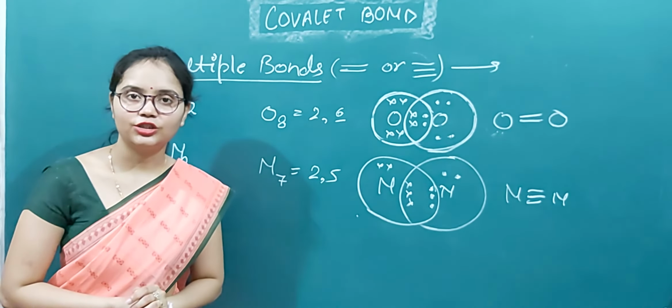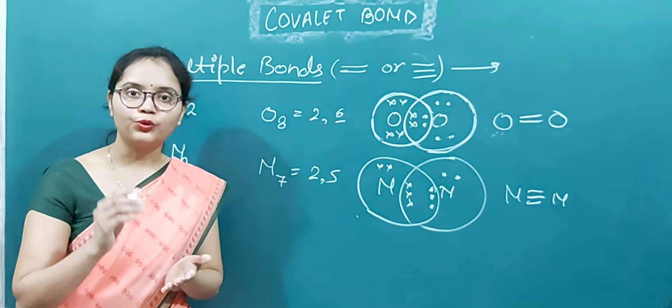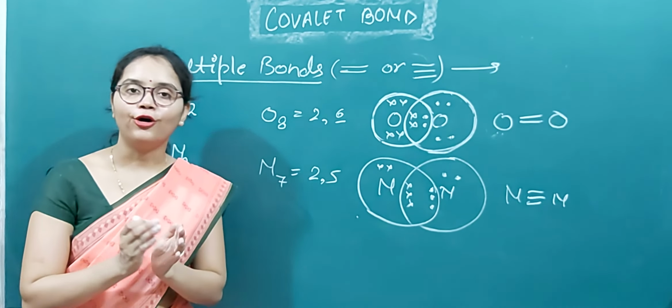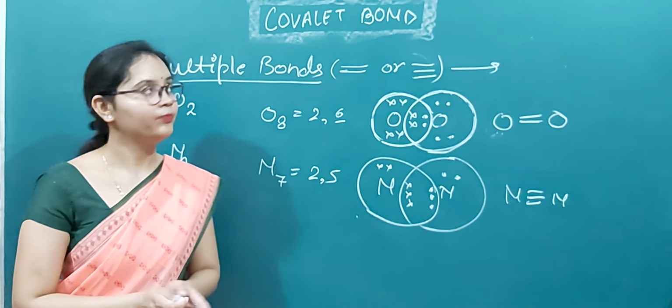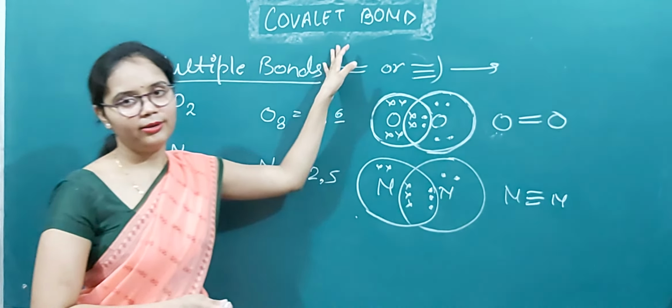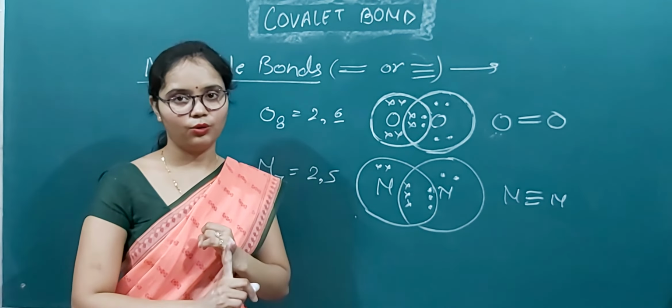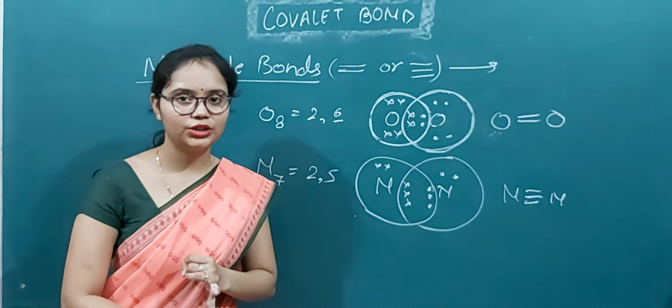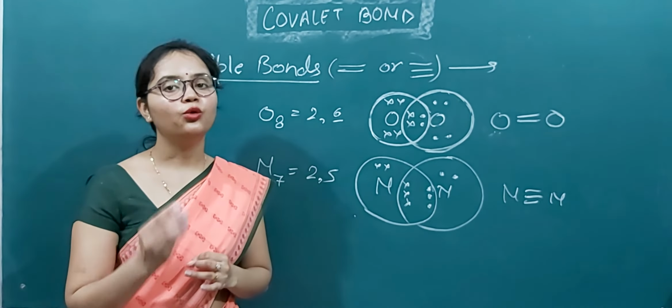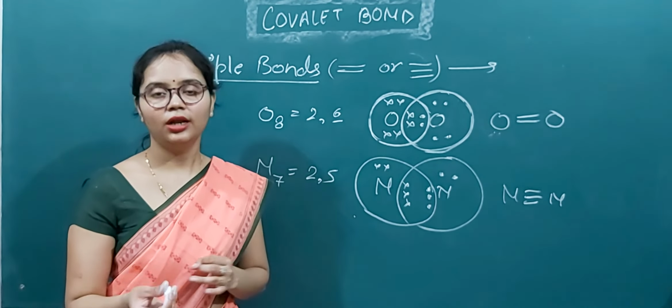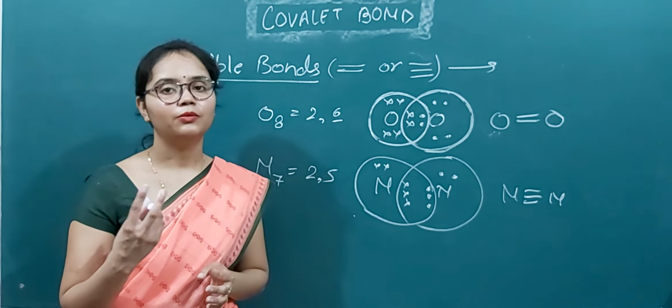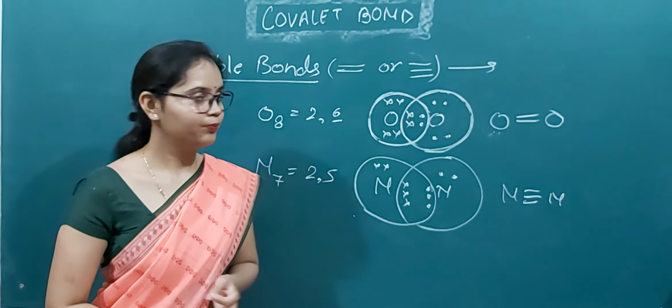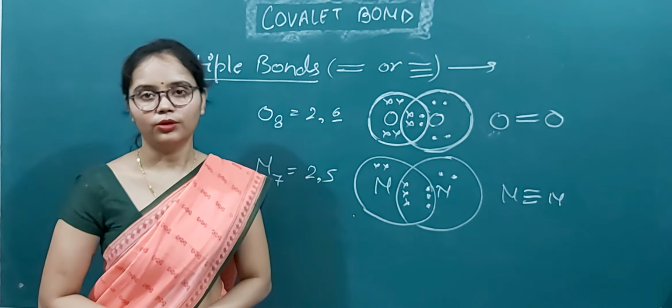So this is all about the covalent bond. Covalent bond is the attraction between constituent particles which have almost the same electronegativity. There are 3 types of covalent bond: single bond when only one pair of electrons is shared, double bond when two electron pairs are shared, and triple bond when 3 electron pairs are shared. So this is all about the covalent bond. Thank you.